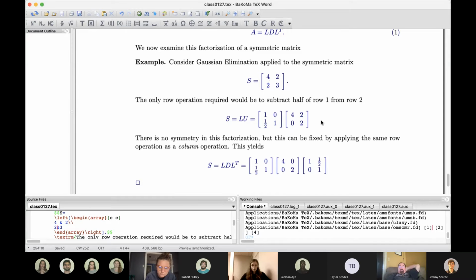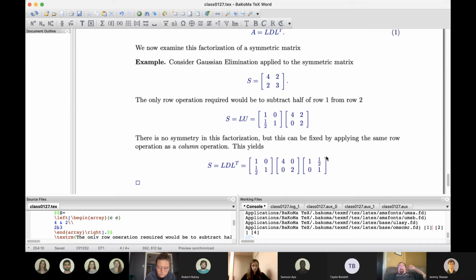You can think of it this way: I'm applying a row operation to eliminate this entry, and that gives me L. And then, if I want to make this matrix diagonal, I perform a column operation on this matrix. It's basically the transpose of the row operation that I did here. And that gives me this factor and then this diagonal matrix here.